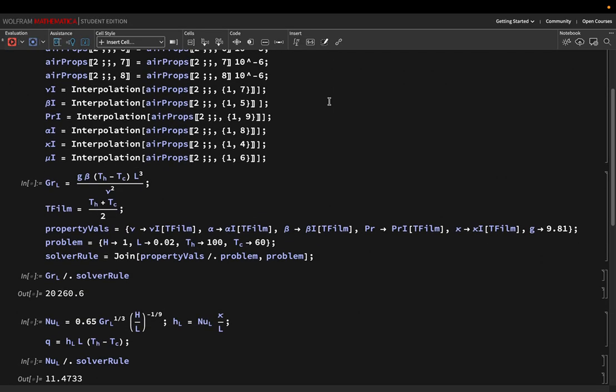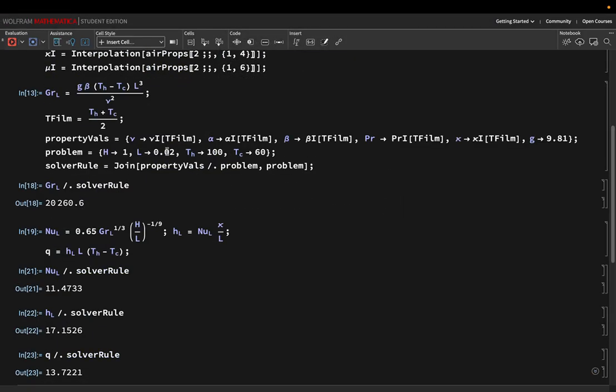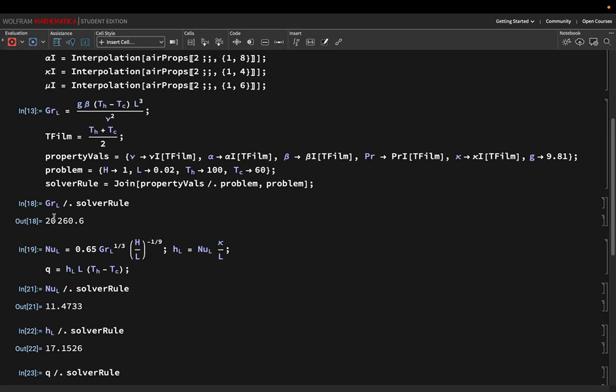So the Grashof number here is defined differently. Previously we had T_W minus T infinity, but here we have two different temperatures. So the temperature difference between those two walls is used to define the Grashof number. Accordingly, the film temperature will again be based on those two temperatures. Compute the film temperature, evaluate all the properties at film temperature, substitute the problem parameters, and get the Grashof number. That is around 20 into something.